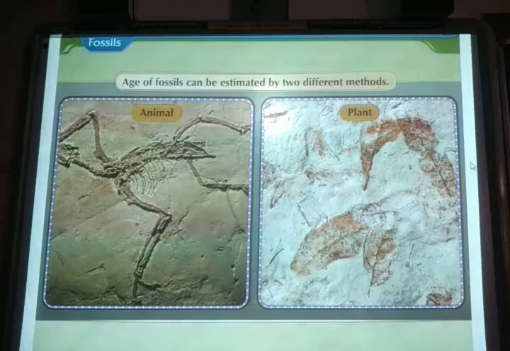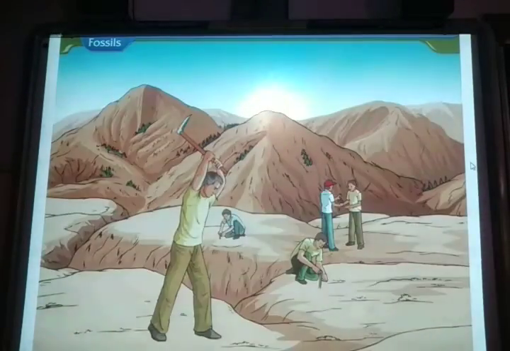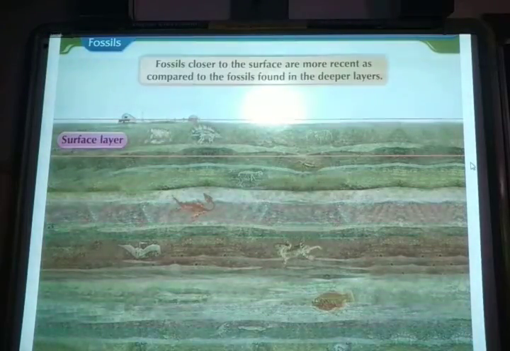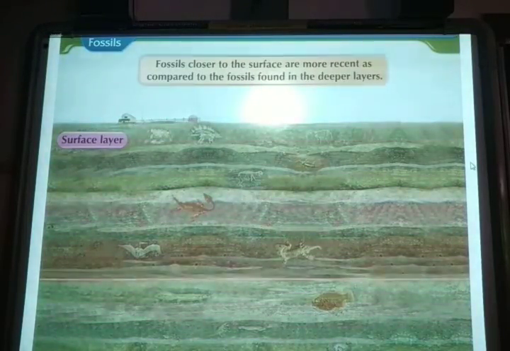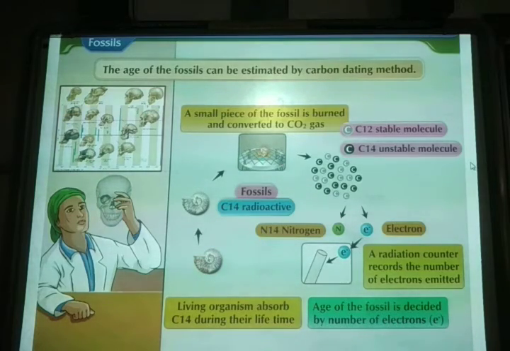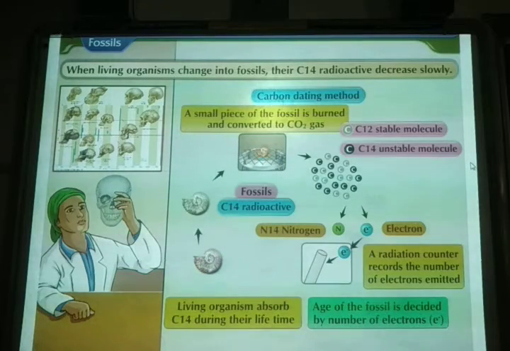There are two different methods by which we can estimate the age of fossils. If we dig into the earth, we find that the fossils closer to the surface are more recent as compared to the fossils found in the deeper layers. The age of the fossils can be estimated by carbon dating method. When living organisms change into fossils, their C14 (carbon-14) radioactivity decreases slowly.